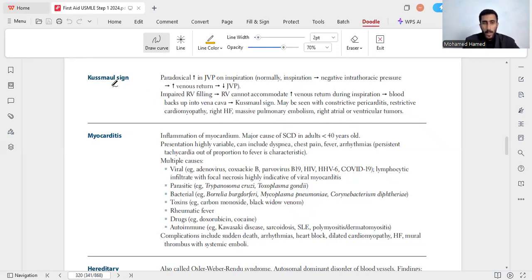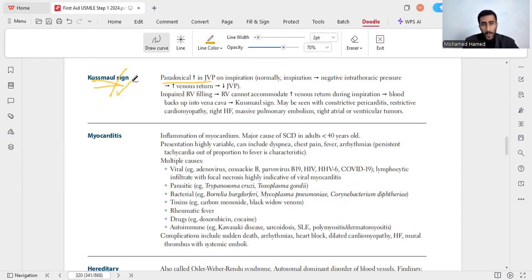So we will start talking about a sign called the Kussmaul sign. When you take a deep inspiration, the blood is sucked into your right ventricle, and consequently the jugular venous pressure is decreased, which means the pressure of your internal jugular vein and your vena cava. When you have a paradoxical increase in the jugular venous pressure on inspiration, this is Kussmaul sign.